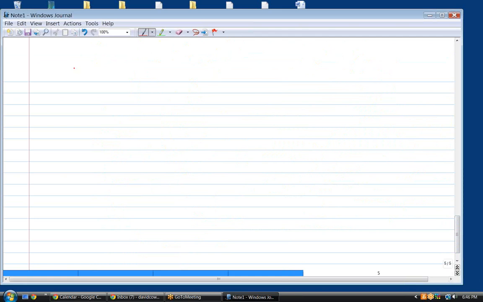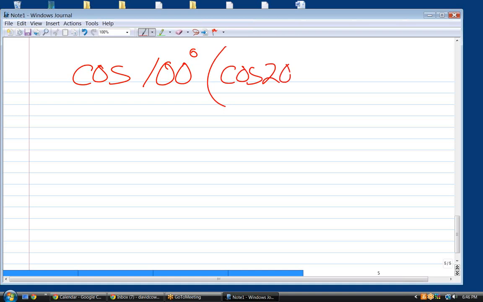Okay, what else you got? Find the exact value of each expression. And this one says cosine 100 times cosine 20 minus sine 100 times sine 20. And let me guess, you're not allowed to use your calculator. Of course not, because it wouldn't be a problem if it was a calculator problem. So what does this look like?